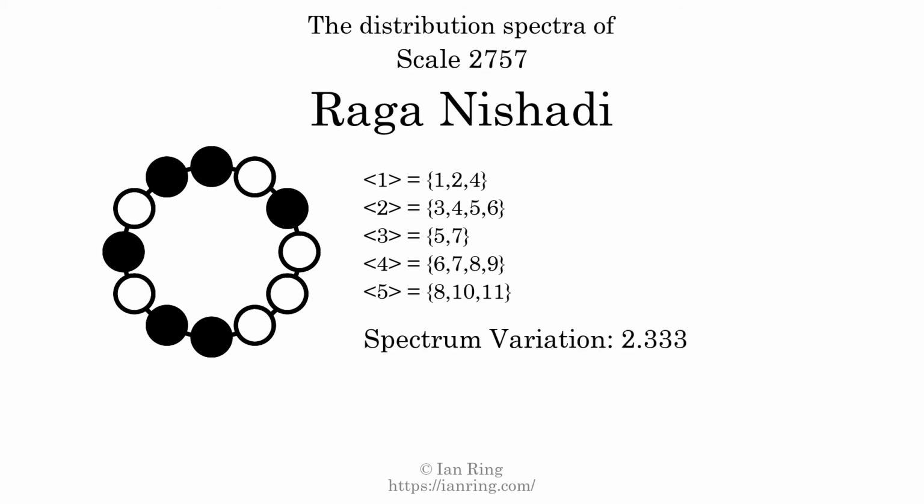The spectrum variation is the sum of all the widths, divided by the number of tones. The spectrum variation of this scale is 2.333.